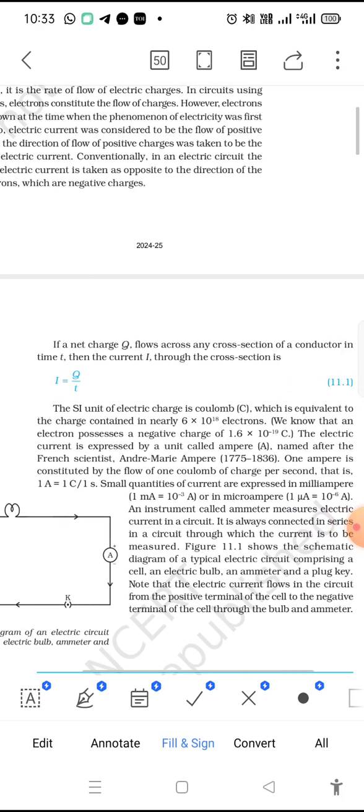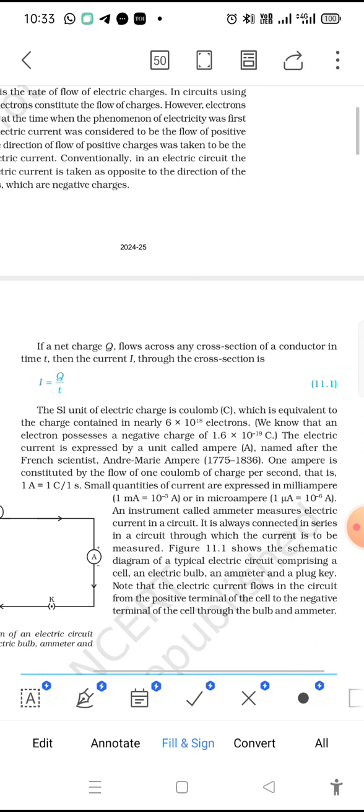So, let us now have an equation. If the net charge Q flows across any cross section of a conductor in time t, then the current I through the cross section is I = Q/t. The SI unit of electric charge is coulomb (C), which is equivalent to the charge contained in nearly 6 x 10^18 electrons.